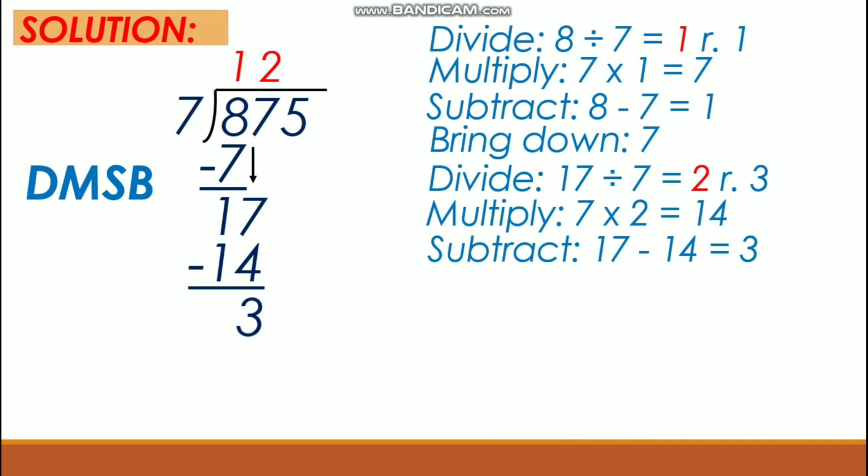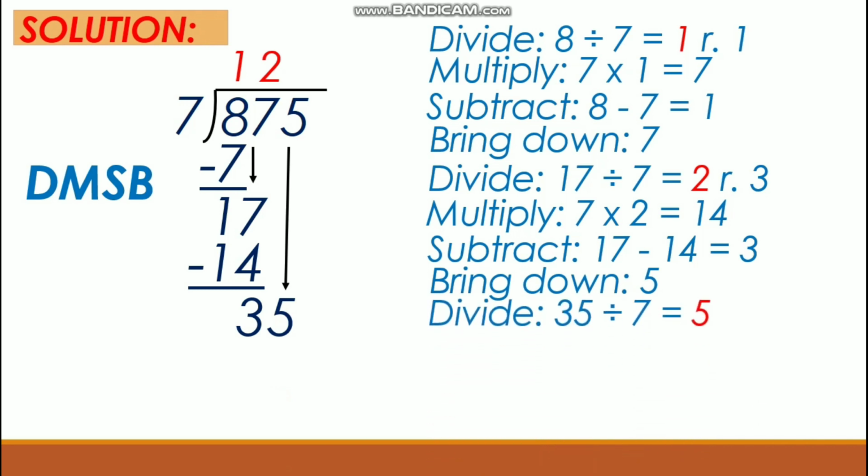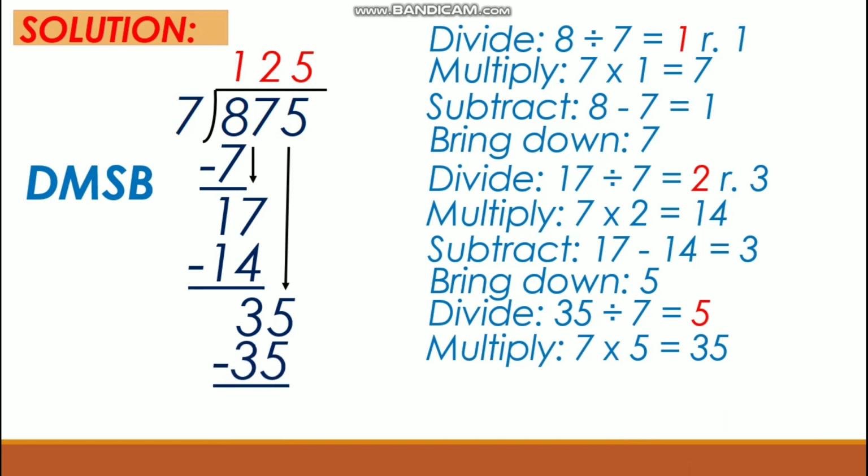Then we bring down 5. Then divide. 35 divided by 7 is equal to 5. Again, we write the quotient at the top, aligned to 5, and then multiply. 7 times 5 is equal to 35. Then subtract it from 35. The answer is 0. Since we have no digit to bring down, we end there.